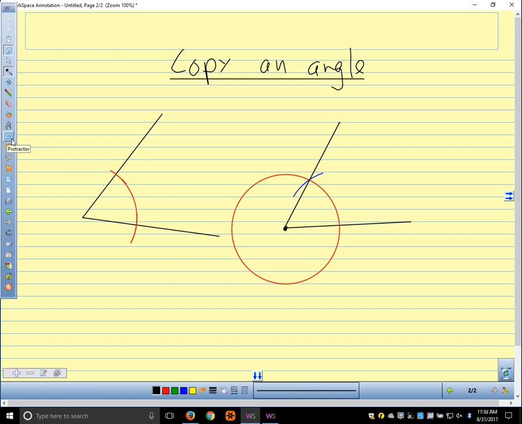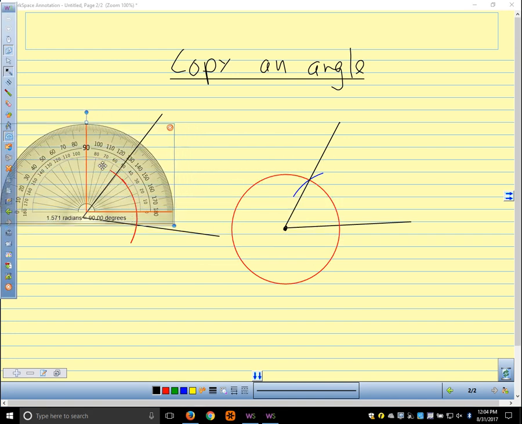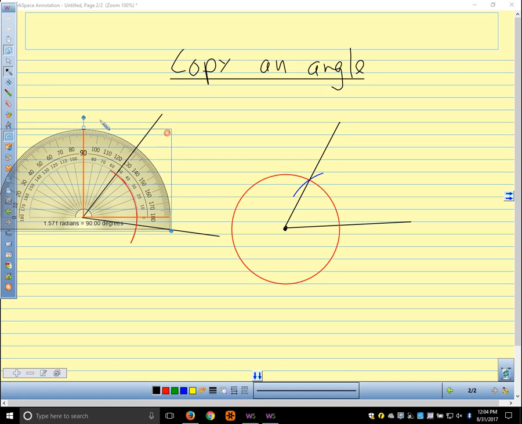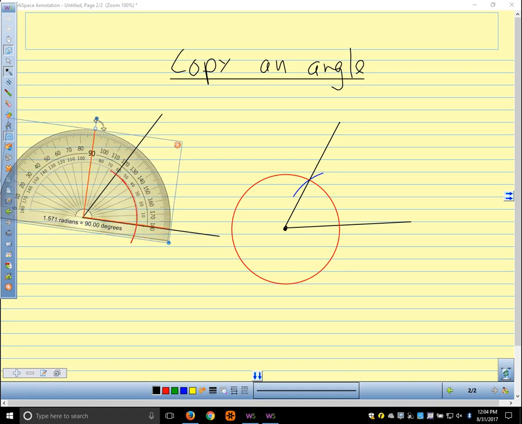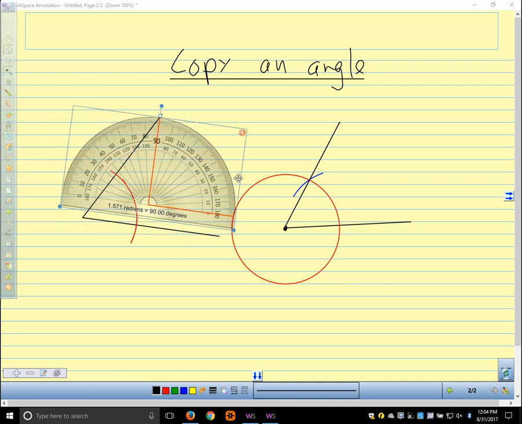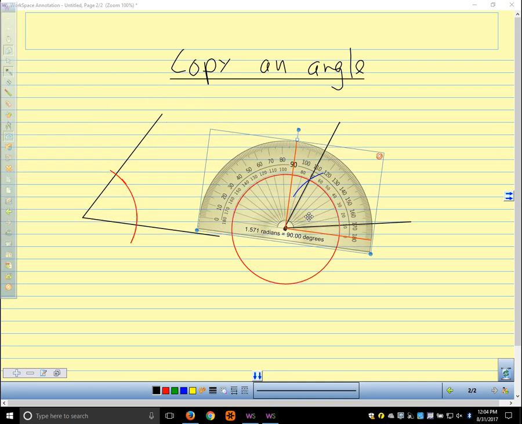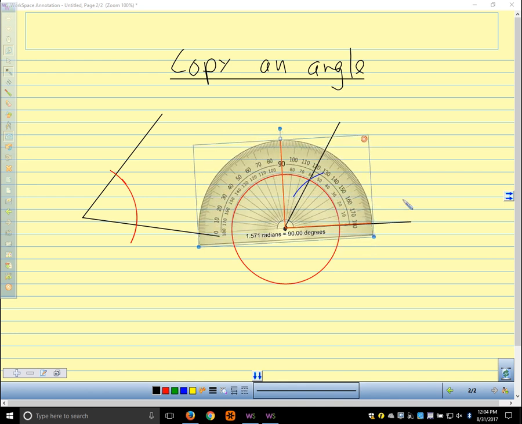And if I measure these, we'll see how well I did. So I'm going to measure that angle. Looks like that one is almost exactly a 60-degree angle. I'll put this one over here, see how well I copied it. Pretty close. That one was a pretty good construction.